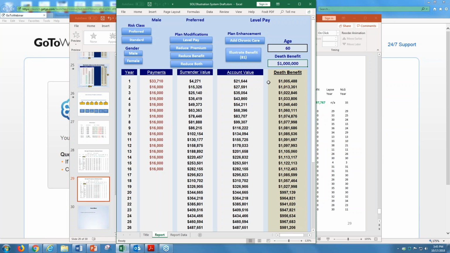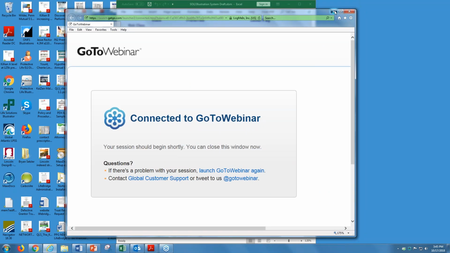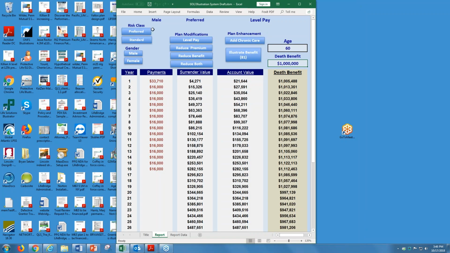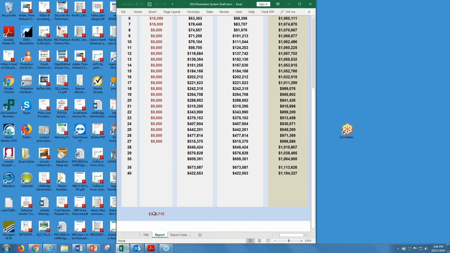All right, I wanted to show you this. This is pretty cool. This is the first time that we've had access to let anybody see the proprietary software that we're working on. This is an example of a male 60 preferred for $1 million. Premiums 33 and then 16. What I wanted to show you is what if you want to show the client lowering the premium to something less than 16. Push the button, and now that premium in year 8 goes to $9,000 and it stretches out. Still a very attractive long-term outlay of $309 to have $1 million of insurance at age 60.